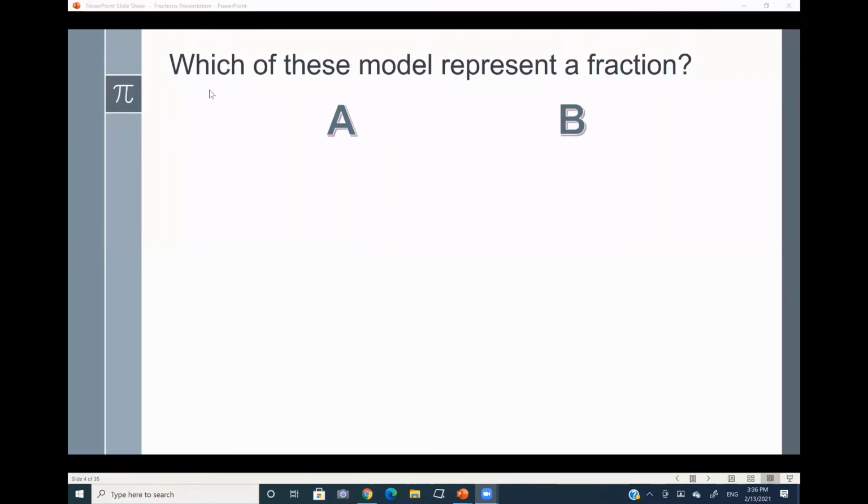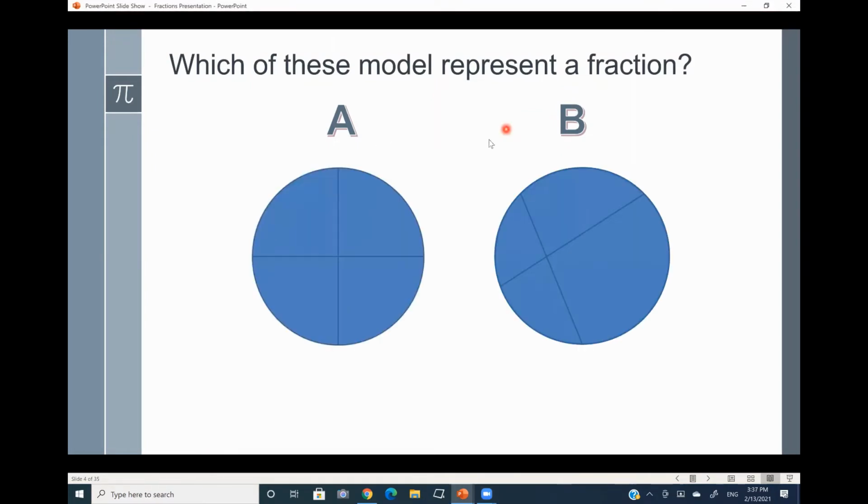Let's answer this new question. Which of these models represents a fraction, model A or model B? If you look carefully at the two pictures, we notice that in this circle we have two equal pieces. They are the same size and the same shape. But in model B, we have four pieces too, but these have different sizes. Some of them are small, some of them are bigger. So model A represents a fraction.